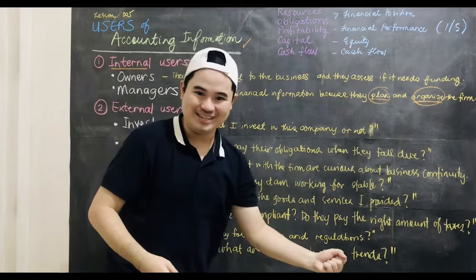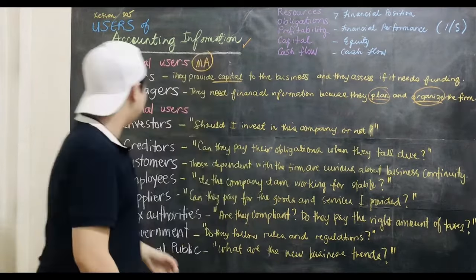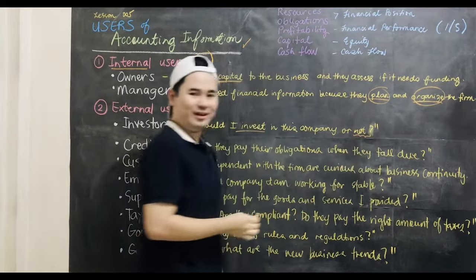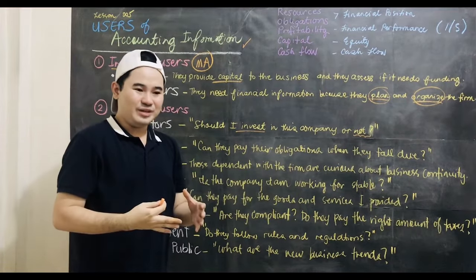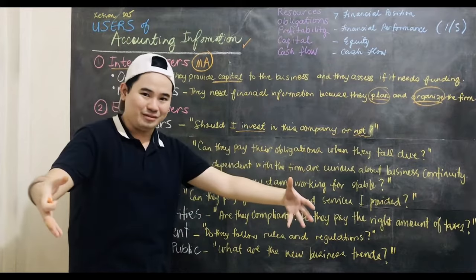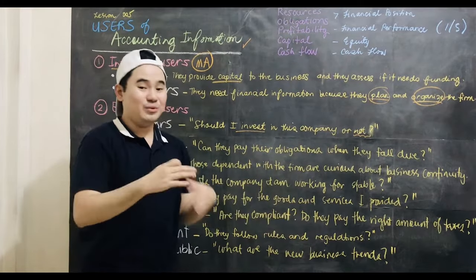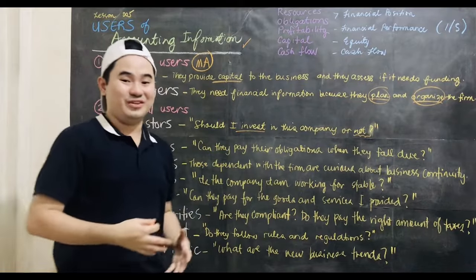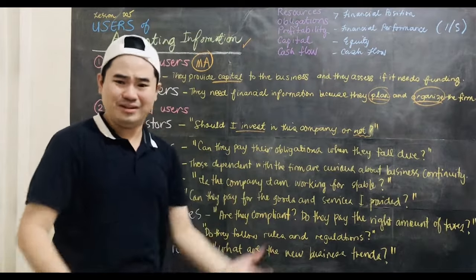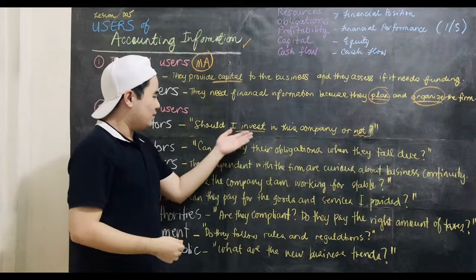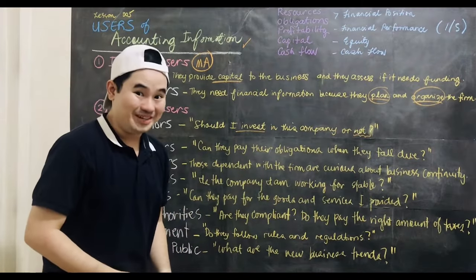Now let's go to the other side. External users of accounting information. We have different external users of accounting information. First are the investors. Should I invest in this company or not? Will my investment in this company grow? So I will look at their financial information or financial statements in order for me to know the stability of this company and if the amount that I will be investing will do good for me.